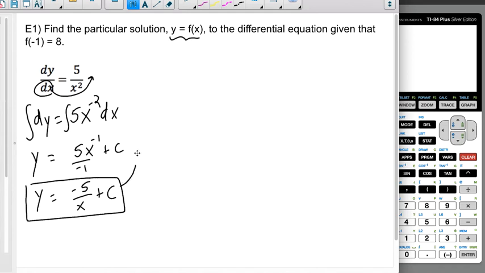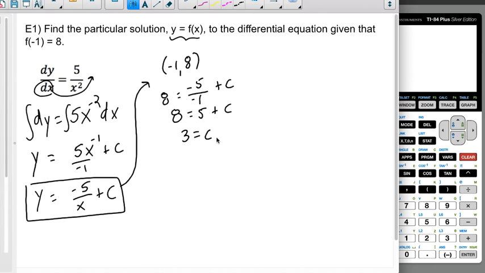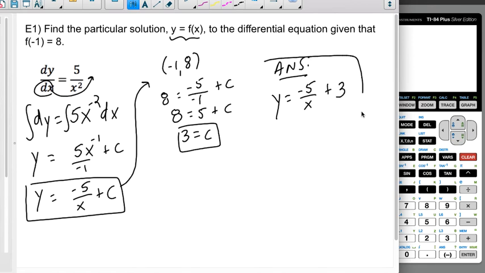I'm then going to use the point I'm given, which is -1, 8, to find c. So 8 equals -5 over -1 plus c. 8 equals 5 plus c, so it seems that 3 is my c. Once I know that, my final answer is going to be the same as my general solution, so y equals -5 over x, but instead of plus c, I'm going to write plus 3, and that's my final answer.